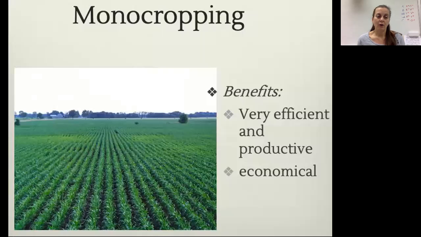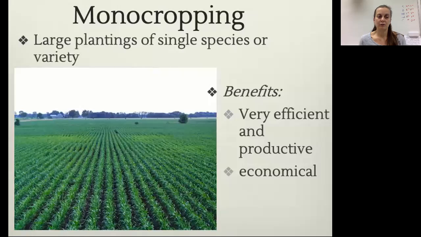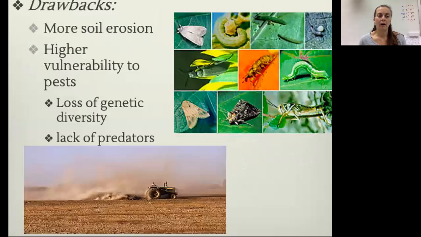Another thing that comes along with these large farms is what we call monocropping. So monocropping is large plantings of a single species or a single variety. It's very efficient, it's very productive, it's very economical, and it's going to provide the most profit per acre. On the downside, it's also going to lead to more soil erosion. It's going to require more fertilization. It's going to result in higher vulnerability to pests, a loss of genetic diversity, and a lack of predators.